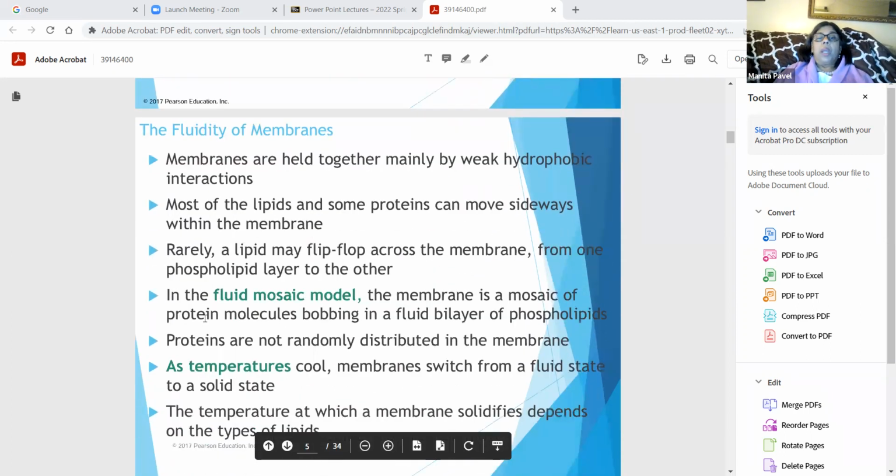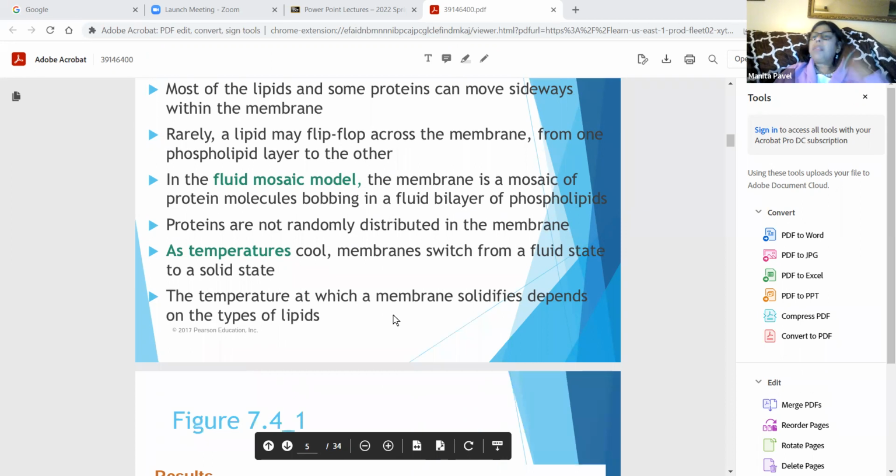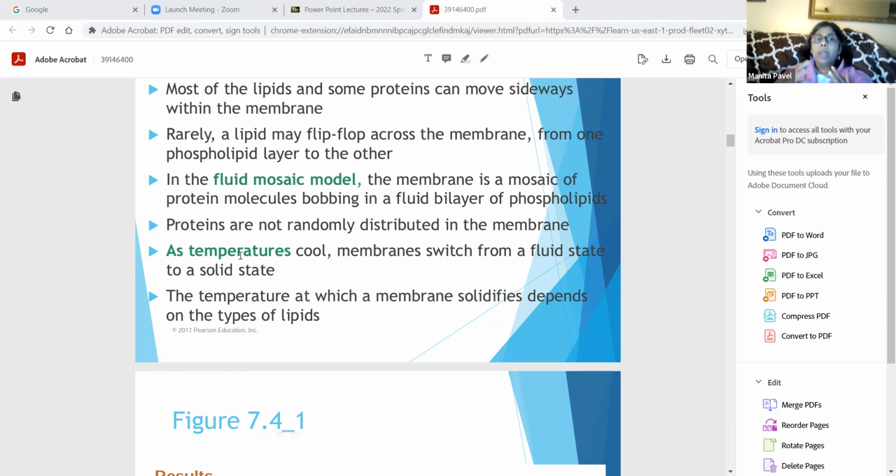So why do we refer to the plasma membrane as a fluid mosaic model? Because it is a mosaic. It consists of a variety of protein molecules that are present within the phospholipid bilayer. Therefore, it is a fluid mosaic model, and this model was put forth by Singer and Nicolson. And these proteins within the lipid bilayer are not randomly distributed in the membrane.